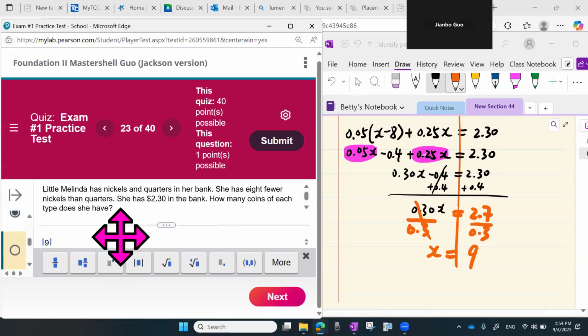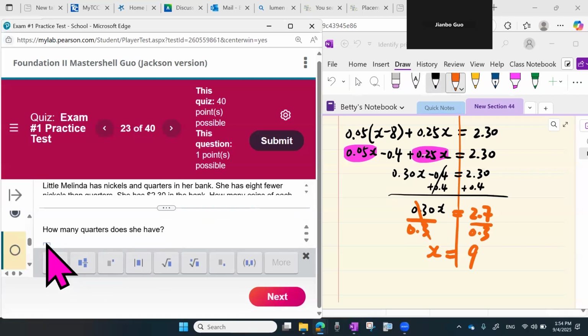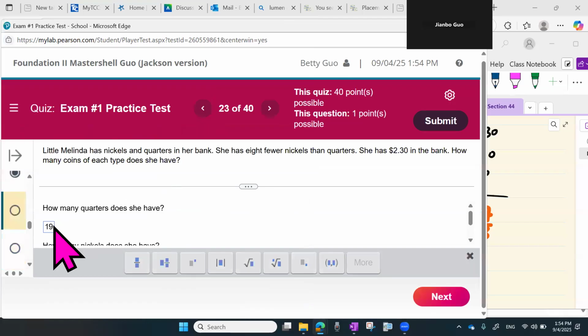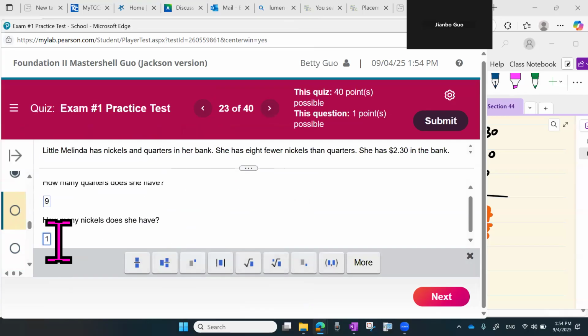And how many nickels does she have? She has 8 fewer, so she only has 1 nickel. It's supposed to be 9 for the quarters, and the nickel is 1. Let's double check the answer.